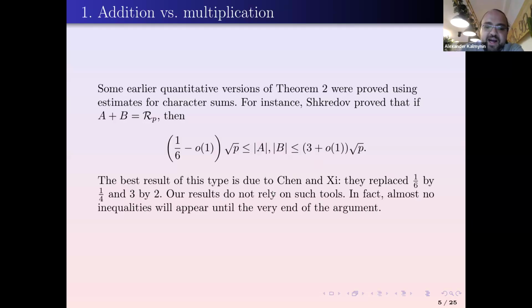Okay, and our results do not rely on any character sums, and in fact, almost no inequalities will appear until the very end of the argument. What I mean by inequalities, I mean analytic inequalities. Some inequalities between natural numbers will be necessary, of course.